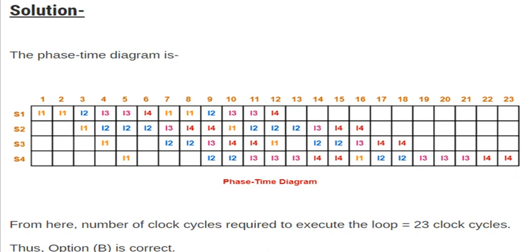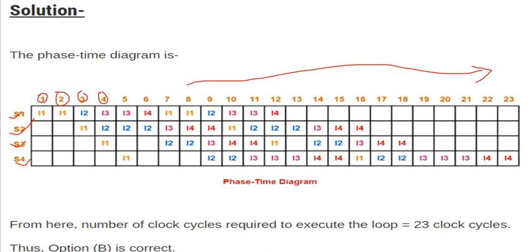In such questions where we have to find out the number of clocks, we have to design a phase diagram. Generally in phase diagrams, we write stages in columns and clocks in rows. So this is the first clock, then the second clock, third clock, fourth clock. We will go on writing, because we don't know how many clocks are required. We will just keep adding these numbers one by one till I1, I2, I3, I4 have been executed 2 times.